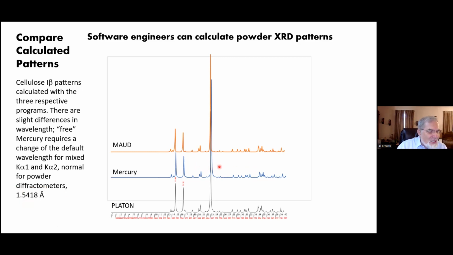There's a little discrepancy here in where the peaks fall, and that's because Mercury requires a change in the default wavelength. Your diffractometer has a mixture of K alpha 1 and K alpha 2 radiation, and those are averaged by the MAUD and Platon programs, and the default in Mercury is just the K alpha 1 wavelength. So sometimes you'll see this value for the wavelength in a paper, and sometimes it's 1.5406, which is just the K alpha 1 radiation.